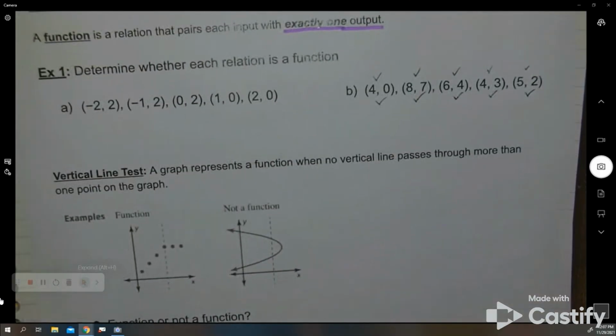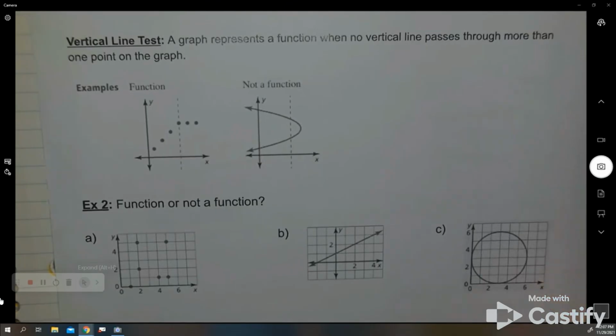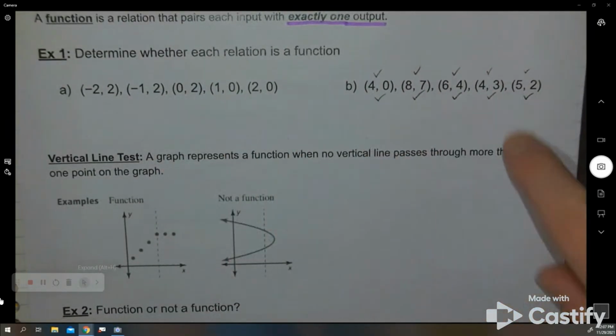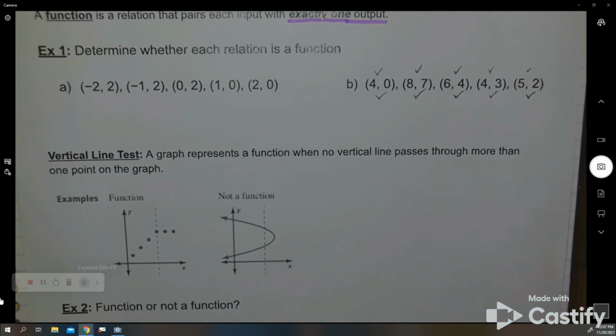So now we're going to look at another way that we can determine if something is a function. And this method is called the vertical line test. This method works amazing when you have a graph. Now, I could take my data that I'm given, like these points up here in example 1, and make a graph with them and use this vertical line test.